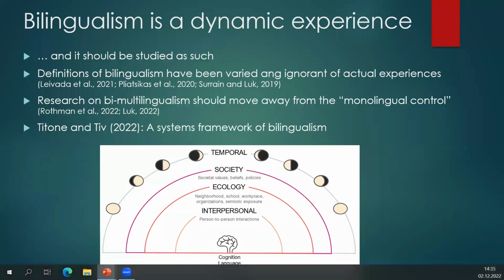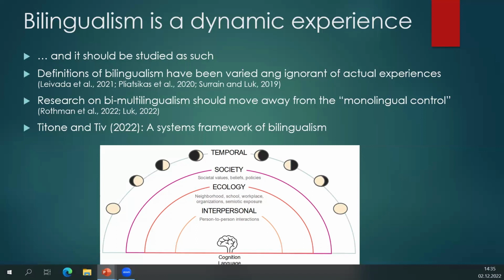So what does this tell us? It tells us that bilingualism should be treated as an experience. And I'm probably preaching to the choir here. I know where I am. There's a lot of people that have been suggesting this. We know that definitions of bilingualism have been varied and actually ignorant of the actual bilingual experience. A lot of us have said that. A lot of people, some of them in this room, have suggested research on bi-multilingualism should move away from comparing to the monolingual control. It's not informative anymore. We don't know what a monolingual control is.